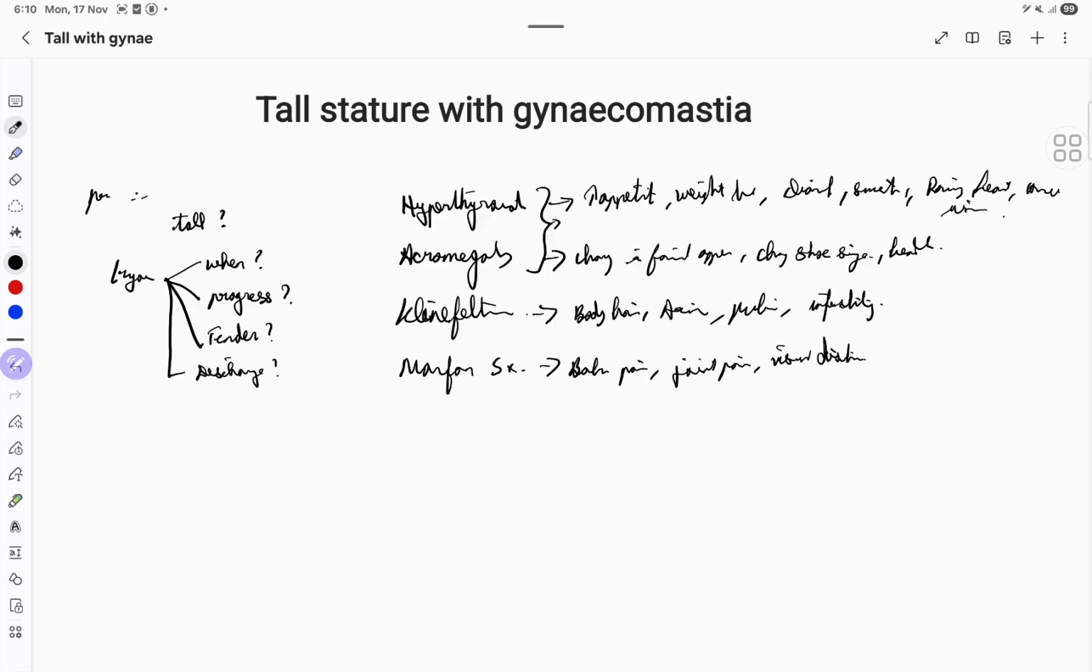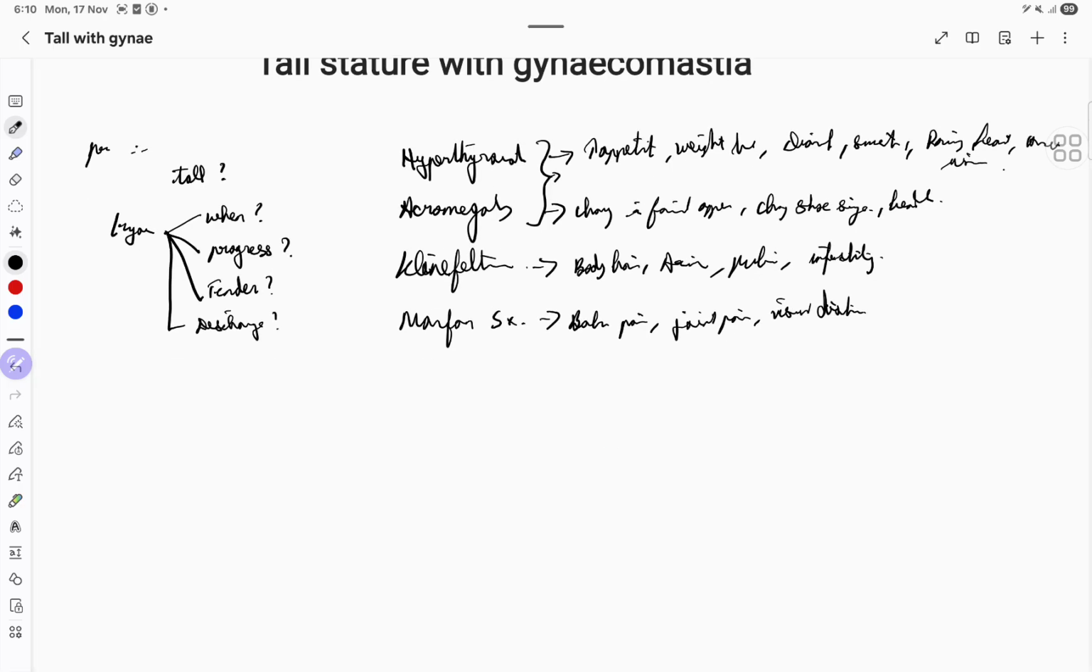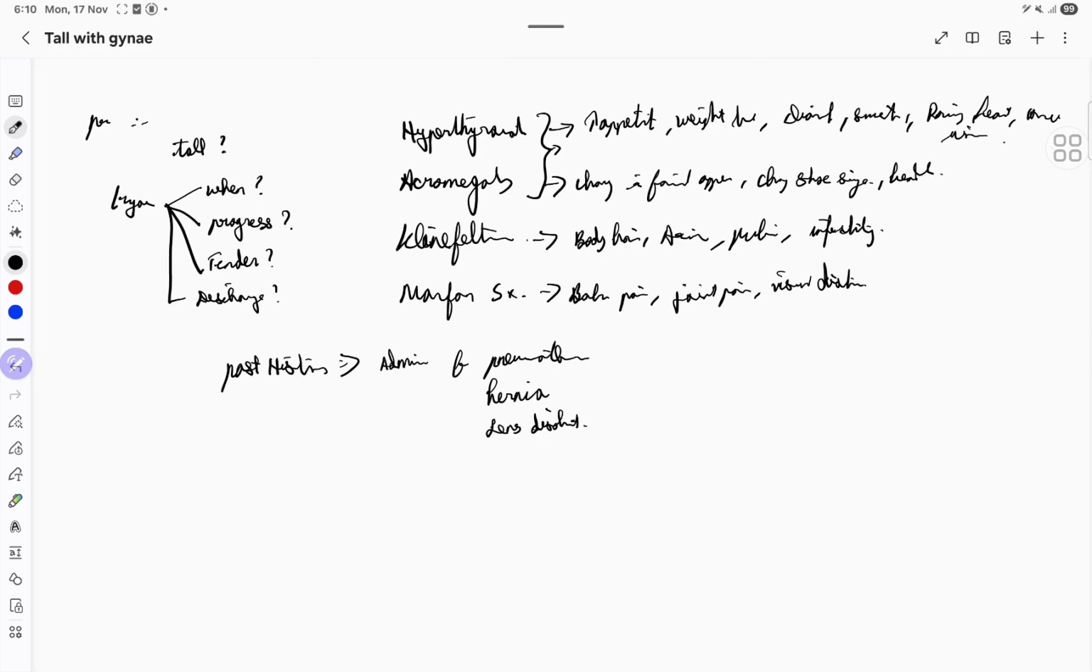After asking a history about the causes, then go about past history. In past history, you should ask about any previous admission of the patient for pneumothorax, which is common in Marfan, any hernia, then any lens dislocation.